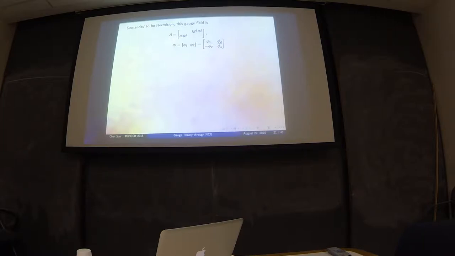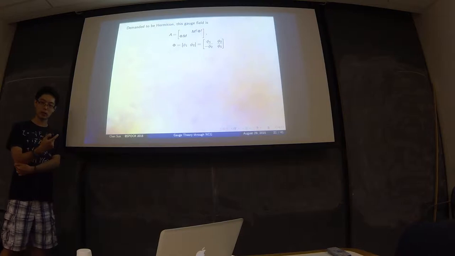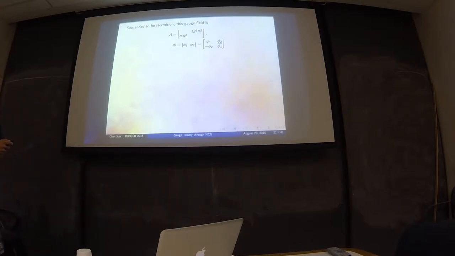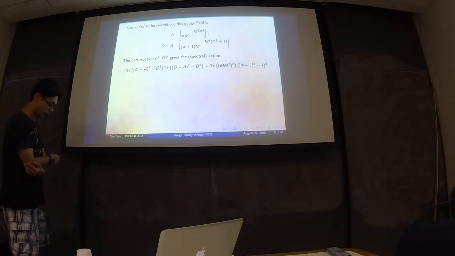This gauge field, by counting degrees of freedom, can be written as a pair of complex numbers. So we write this M here, and this phi. This phi is a pair of complex numbers. Of course, we dictate this gauge field to be self-adjoint, to be Hermitian. And then when we combine them two, we have this.